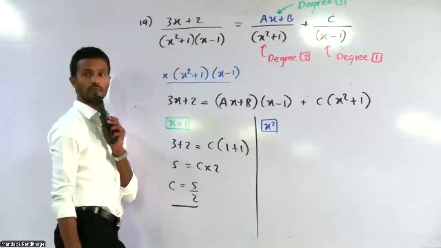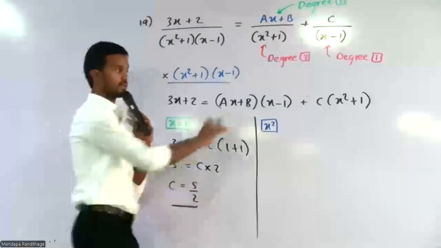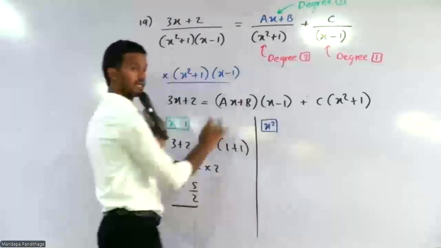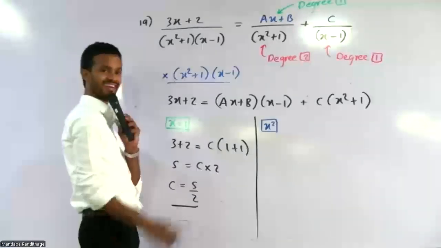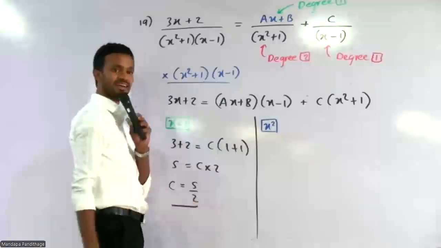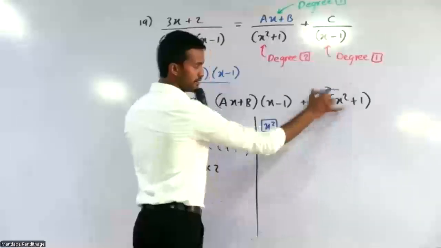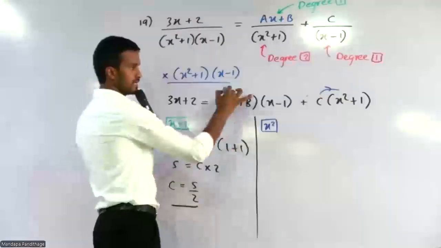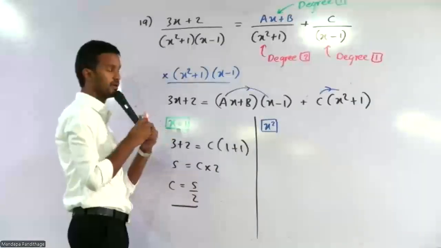Tell me, from how many places do we get x squared in this expansion? In 2 places. One place is clearly this x squared. What is the other one? It is ax into x. So you can see in x squared you are having 2 terms.